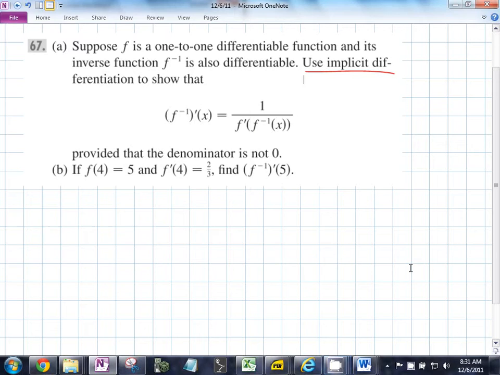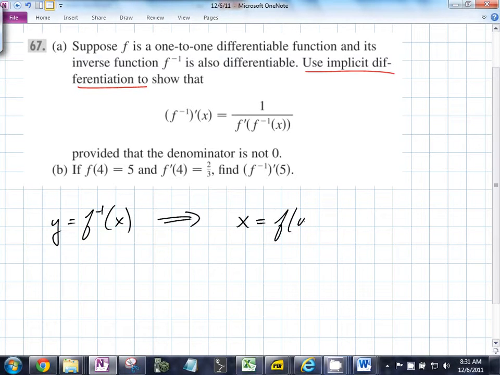So it says use implicit differentiation, and the hint I gave you was that if y is equal to f inverse of x, what does that mean? x is equal to what? f of y. That's correct.